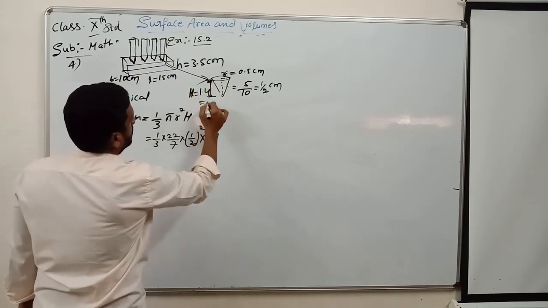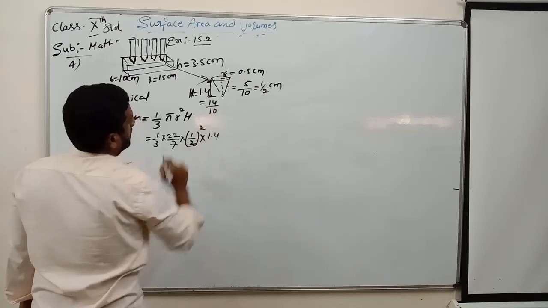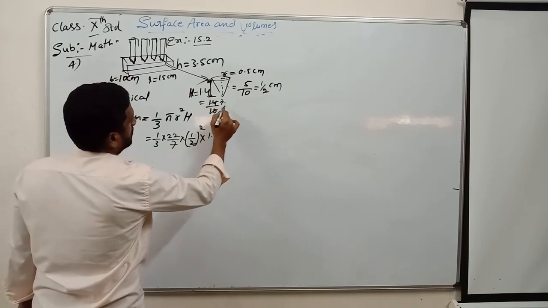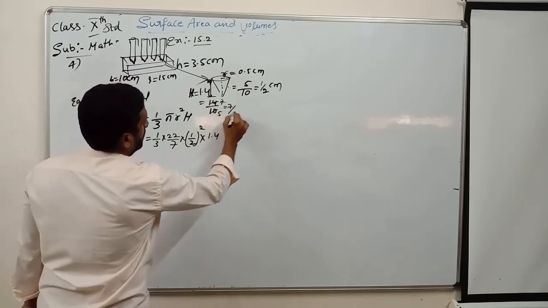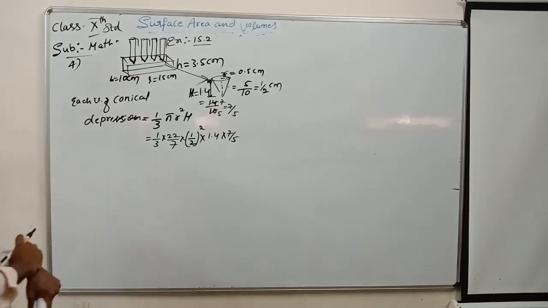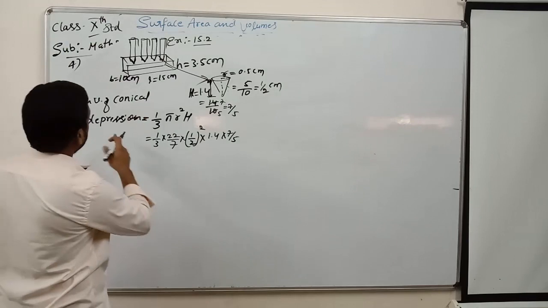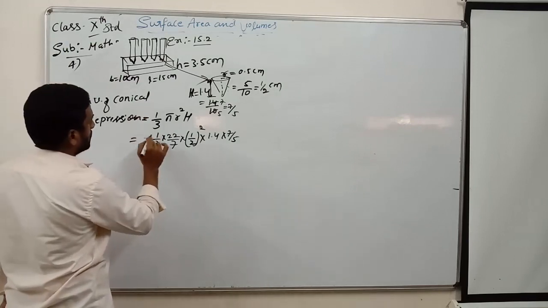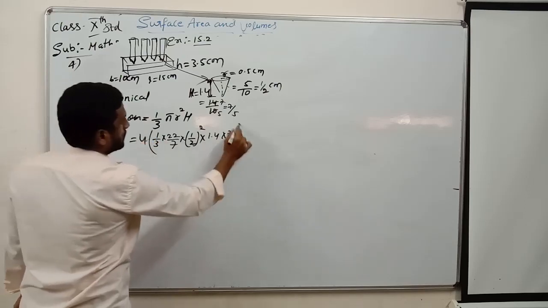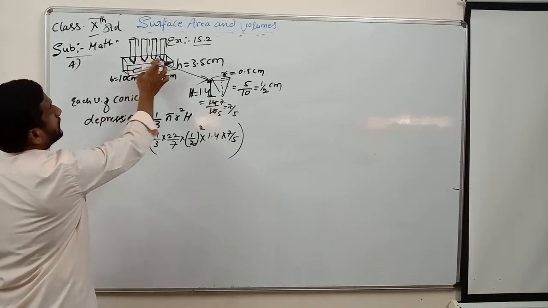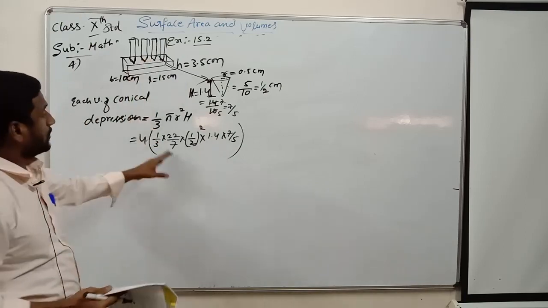This 1.4 can be written as 14 by 10. So 2 7s are 14, 2 5s are 10, that is 7 by 5. 1 by 3 into 22 by 7 into 1 by 2 square into 7 by 5. So this is the volume of each conical depression. So you multiply it into 4. Why is it multiplied? Because here 4 conical depressions are there.